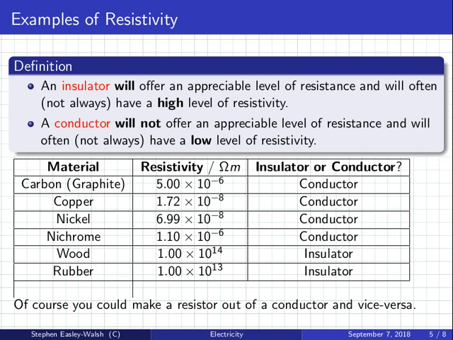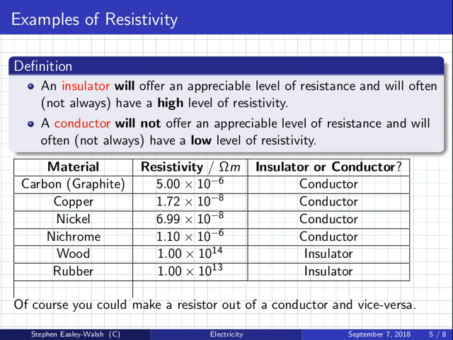Just to point out, you can make a resistor out of a conductor and vice versa. This is what I was just talking to Matt about. So, although wood is an insulator, if you put enough current through it, you can have it conduct electricity. And the same goes for a conductor. You can make it an insulator.